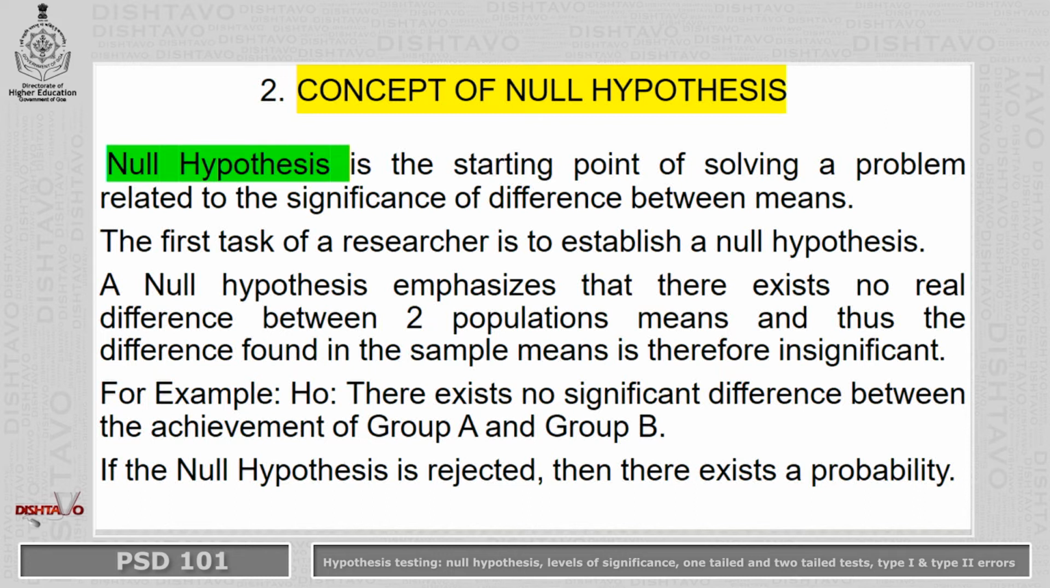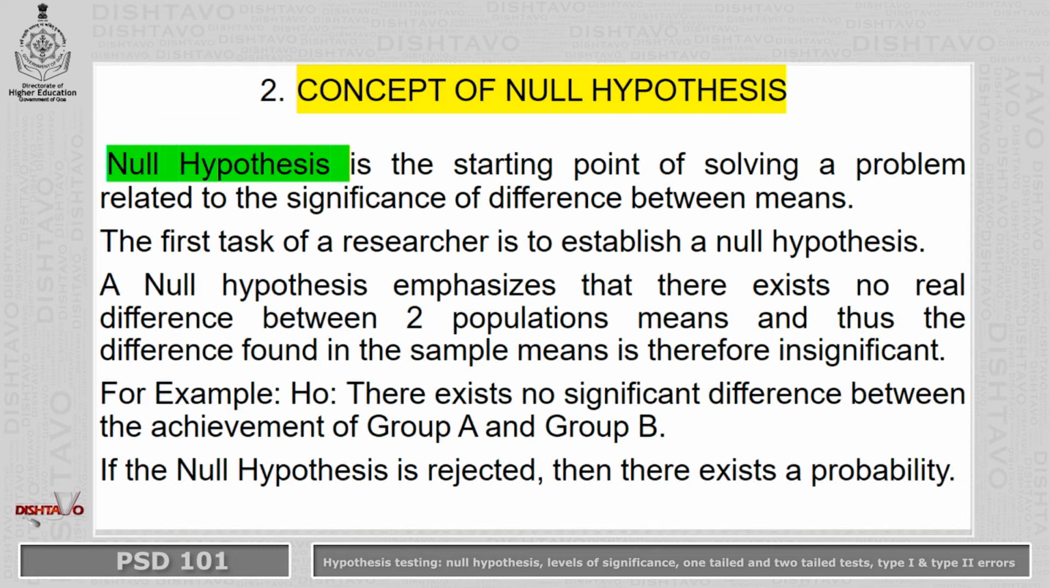Now the first task of every researcher is to establish a null hypothesis. A null hypothesis emphasizes that there is no difference between two population means, and therefore, if any difference is found, it is insignificant. The term insignificant here refers to very less. For example, if we have a null hypothesis, which is designated by H0, the hypothesis goes this way: there exists no significant difference between the achievement of group A and group B.